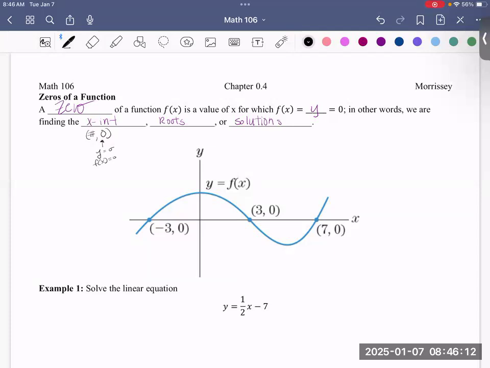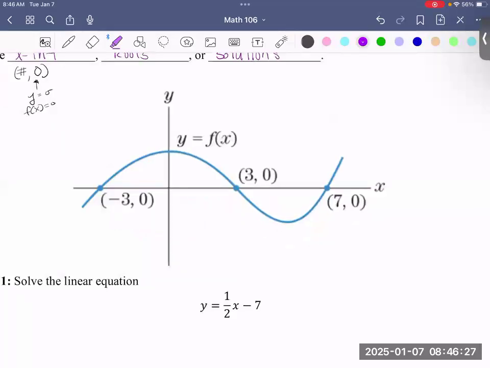So on the graph below, can you identify the solutions of this particular function? Well, your solutions are where your y is equal to 0. Your x-intercepts, meaning that you have solutions for your x. This is when x is equal to -3, when x is equal to 3, and when x is equal to 7.